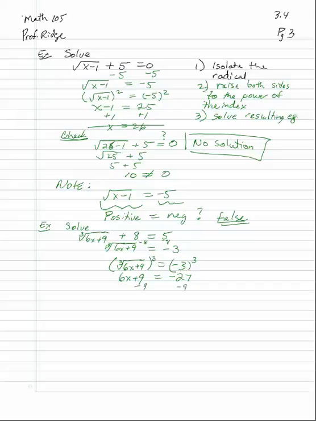Now we're going to solve the resulting equation. This happens to be a linear equation, so just get x by itself. And then divide by 6. So x equals negative 6. Now again, we have to check to make sure it's a solution.